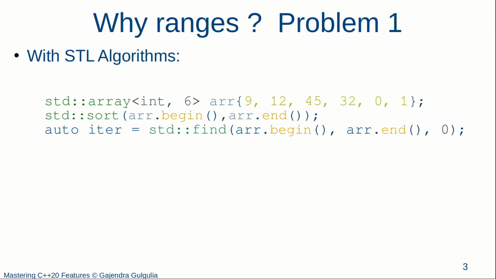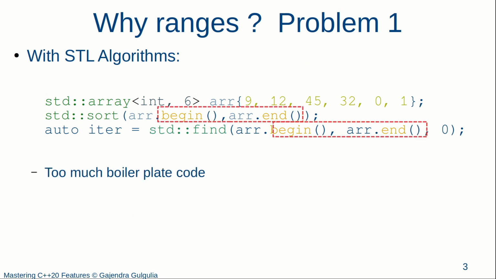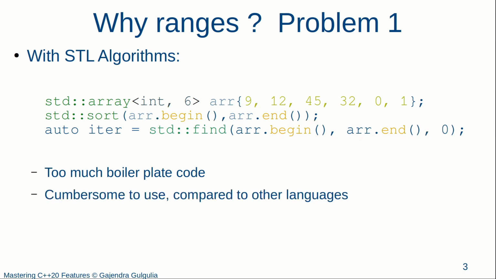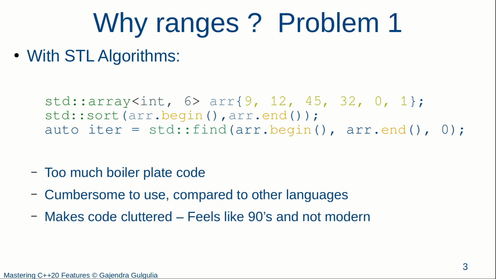Using the classical STL algorithms std::sort and std::find, one needs to use the begin and end iterators on the array. This is nothing but boilerplate code. This is cumbersome compared to other modern languages. This makes the code look very cluttered, and the intent of the code is rather hard to find by simply glancing over the lines of code.